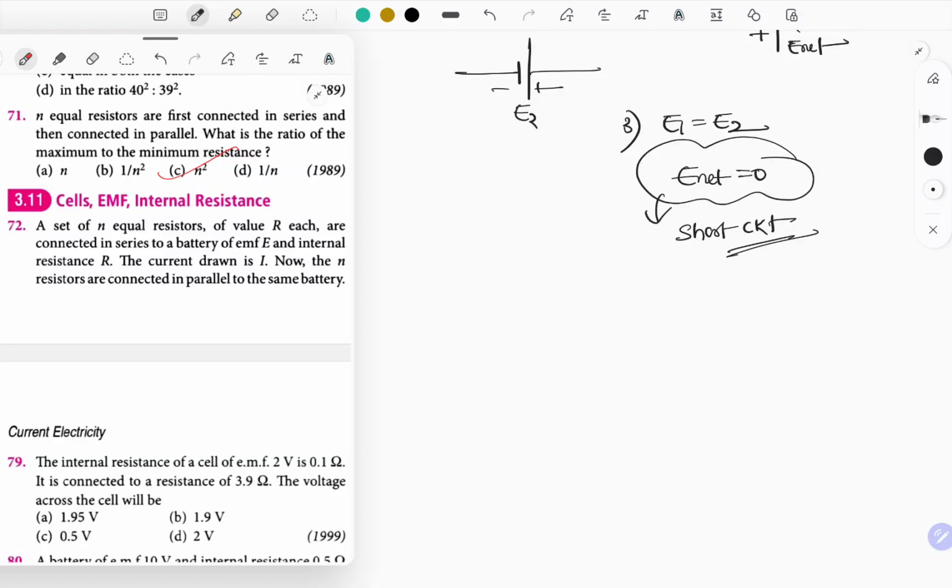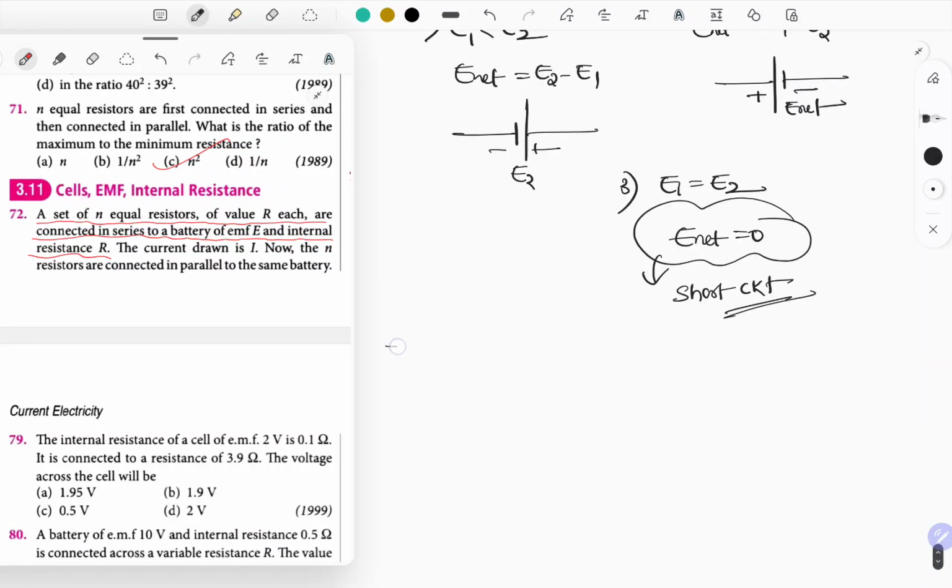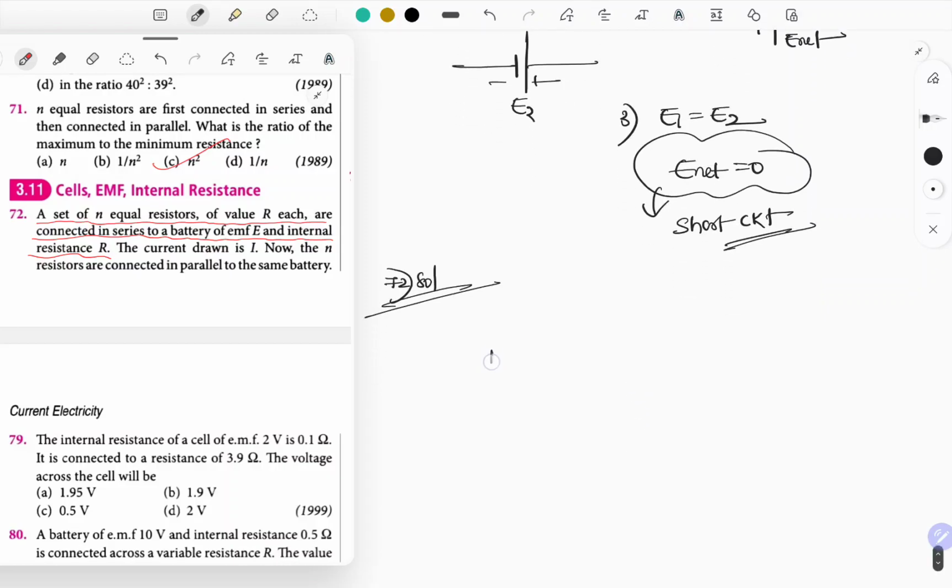Let's start with question number 72. A set of n equal resistors of resistance capital R are connected in series to a battery of EMF E and internal resistance capital R. Okay. So just observe the diagram or circuit. So EMF E, internal resistance capital R, this is connected to n number of resistors which are connected in series, that is equal to n times capital R, and the current flowing through the circuit is I.